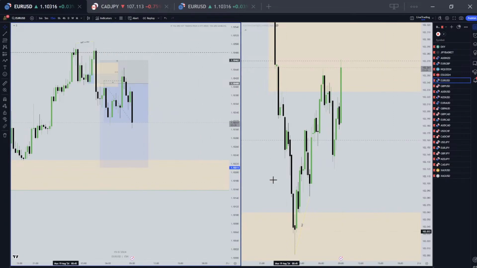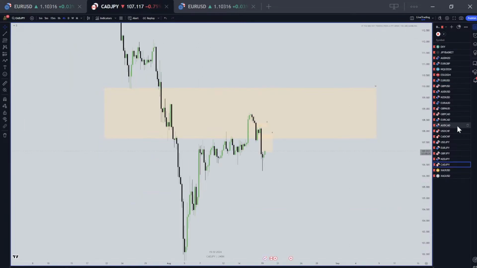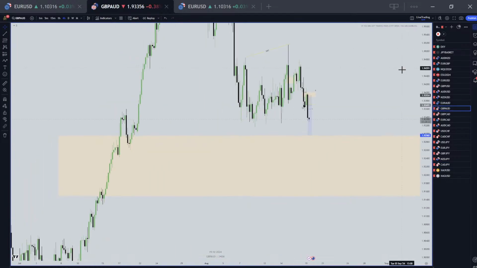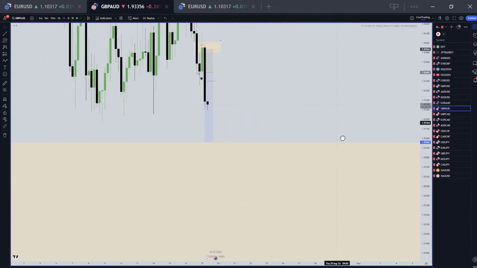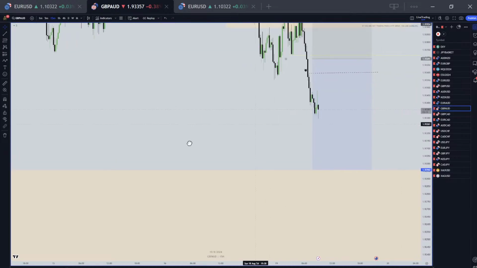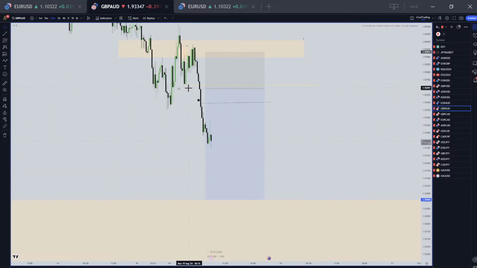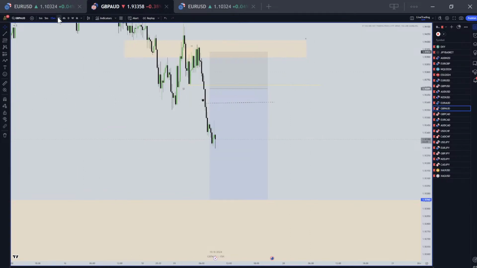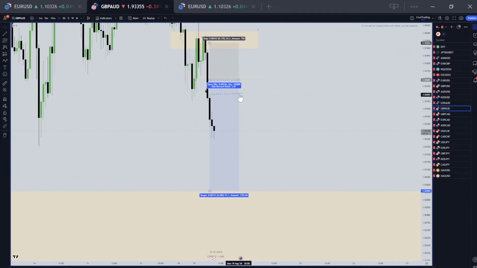Let's see. I had some other pairs in mind as well. Let me check how it is with them. Right here. I was looking at it right here, and I was like, okay, if it comes back here, I'm going to take the entry, but it moved away. That's a shame, actually. Yeah, I set an alert for here.